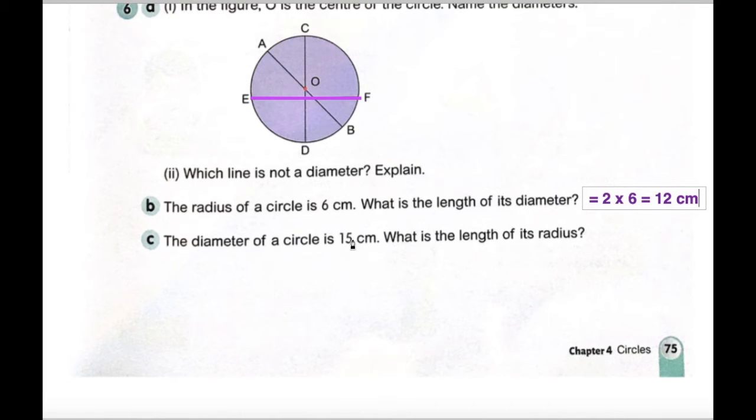The diameter of a circle is 15. From A to B is 15. What's the length of its radius? You want to find OA or OB. So the relation between diameter and radius will be, radius will be 15 divided by 2. If you count 15 divided by 2, it will be 7.5 centimeter.